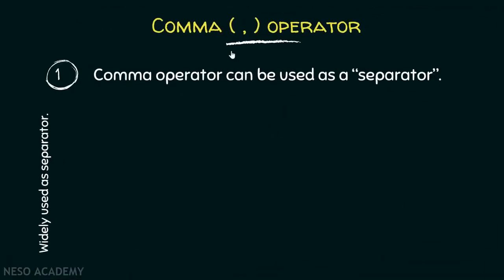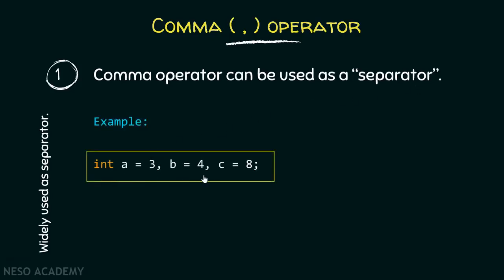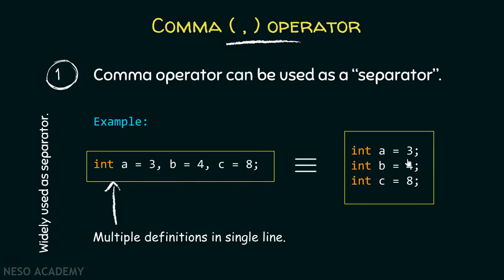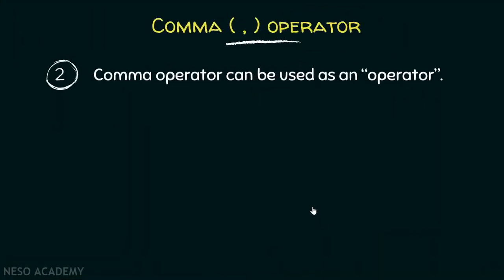Now let's try to understand what a comma operator is. First of all, we know this already that comma operator can be used as a separator. Like for example, int a equals to 3, b equals to 4, c equals to 8 is nothing but multiple definitions in a single line, right? Instead of writing this, we can also write int a equals to 3, int b equals to 4, int c equals to 8. But isn't that cumbersome? Therefore, when we have three variables of same type, we prefer this instead of this. Okay? Apart from that, comma operator can be used as an operator.